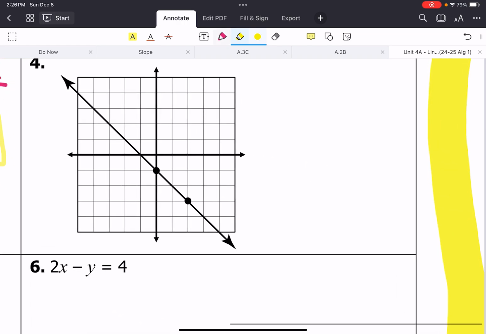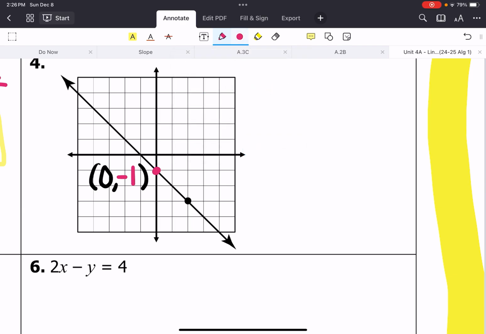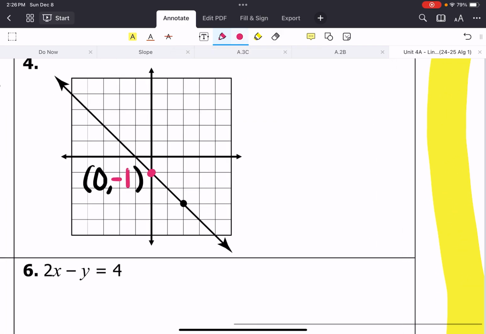For number 4, same thing again. I'm first going to identify my y-intercept. Remember, this is a point where your line crosses the y-axis, and it crosses at 0, -1. So I've identified what b is, -1.